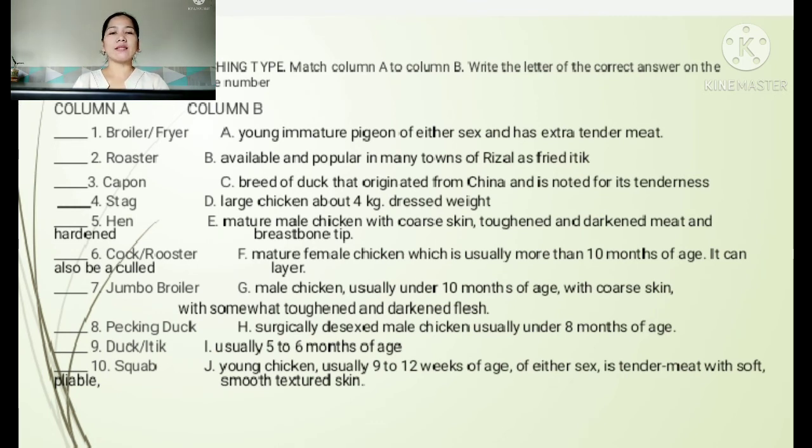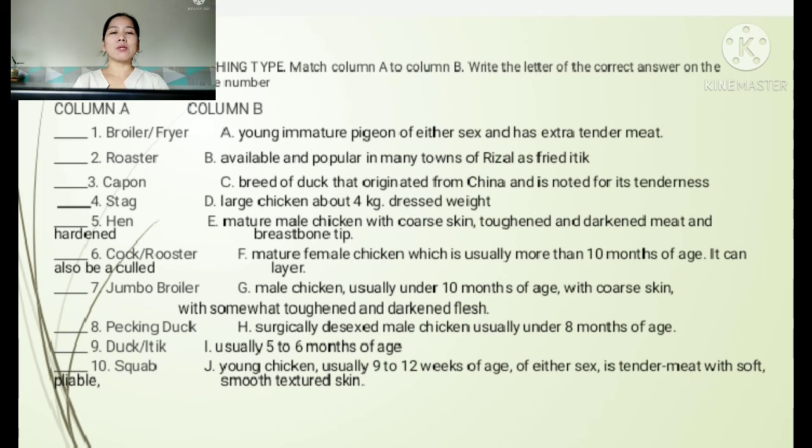Letter A, young immature pigeon of either sex and has extra tender meat. Letter B, available and popular in many towns of Rizal as fried itik. Letter C, breed of duck that originated from China and is noted for its tenderness. Letter D, large chicken about 4 kilogram dressed weight.